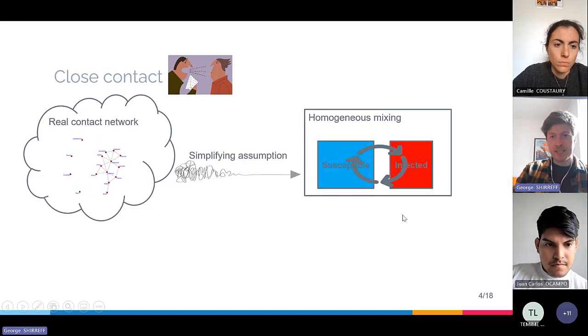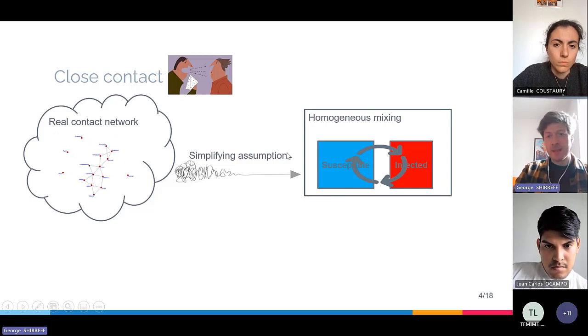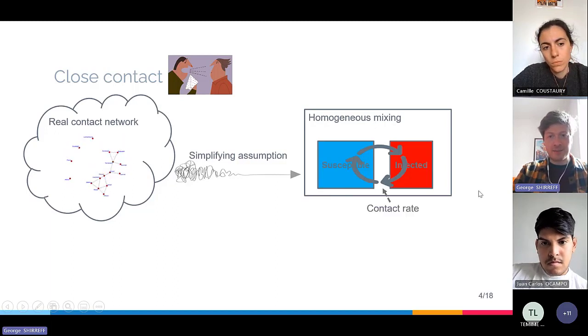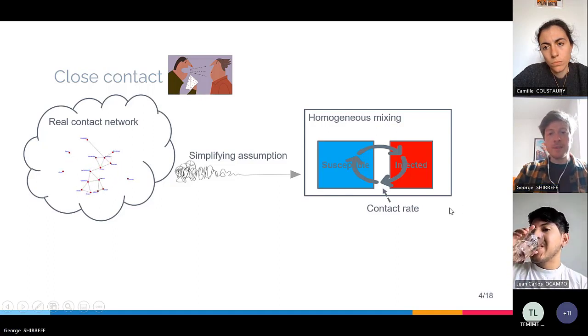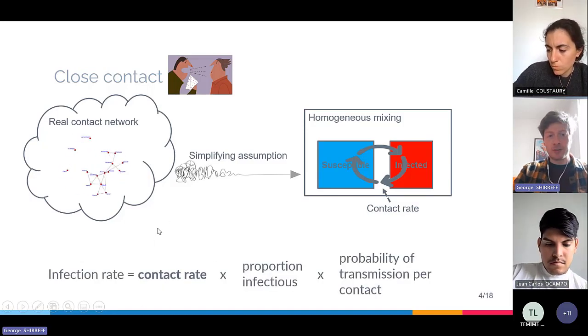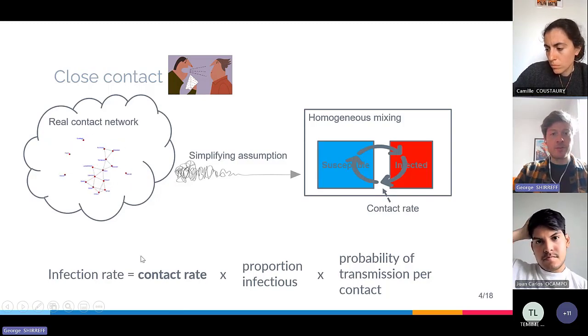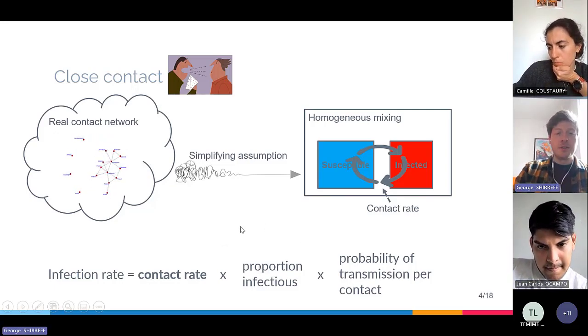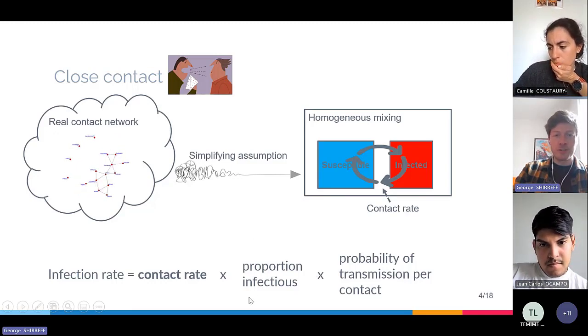We make this simplifying assumption, and one of the most common assumptions that we make is that of homogeneous mixing, in which we assume that all individuals have equal access to all other individuals in the population, and that contact is governed by a contact rate. So that we can say that the force of infection or the infection rate is proportional to that contact rate, which may or may not depend on the population density and the other factors that go into the force of infection, so the proportion of infectious individuals and the probability of transmission per contact with an infectious individual.